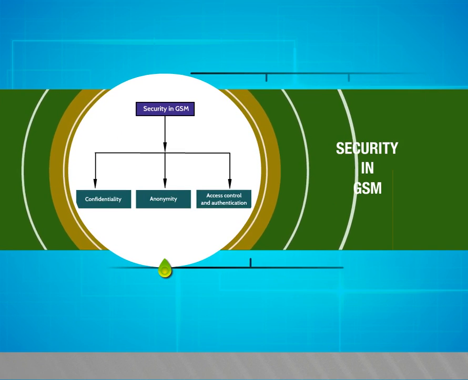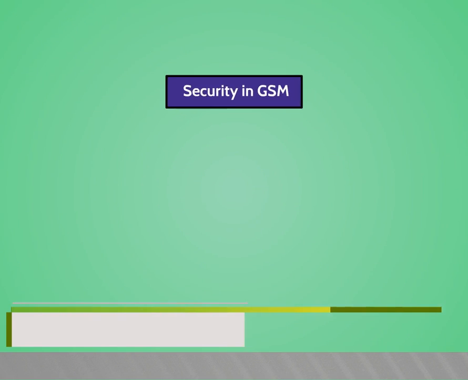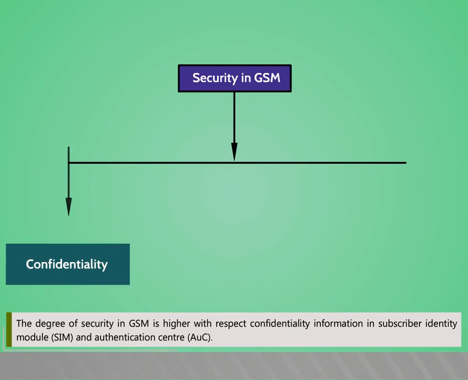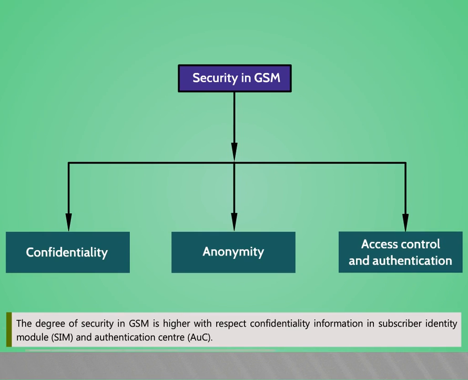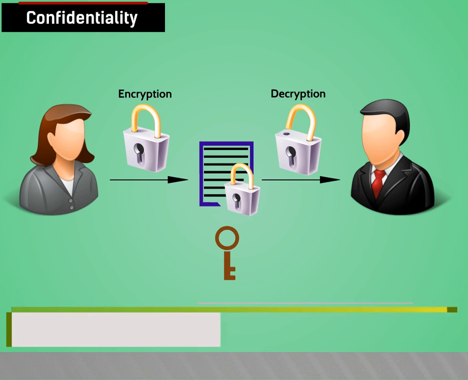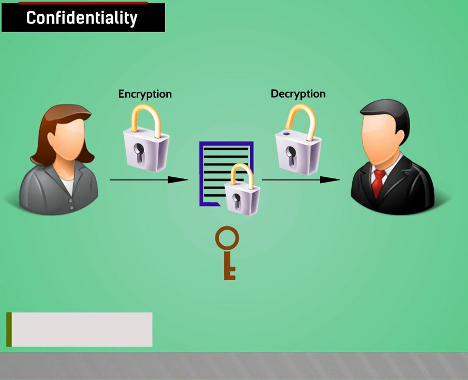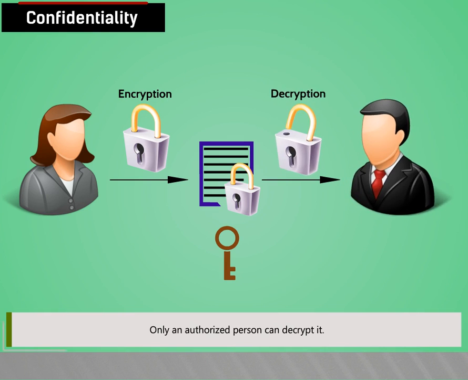Security in GSM. In this video, we are going to see about security in GSM. The degree of security in GSM is higher with respect to confidential information in subscriber identity module, that is SIM, and the authentication center, that is AUC. Confidentiality. To maintain confidentiality, encryption and decryption techniques are used. The information about user, that is subscriber, is encrypted. Only an authorized person can decrypt it.